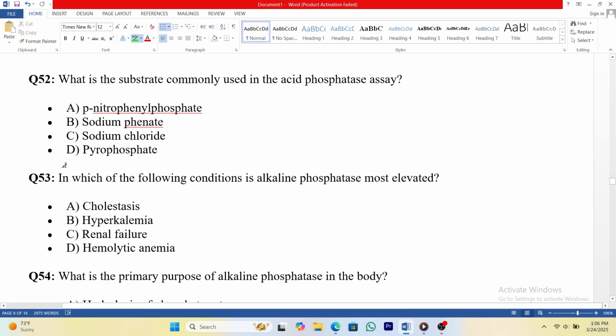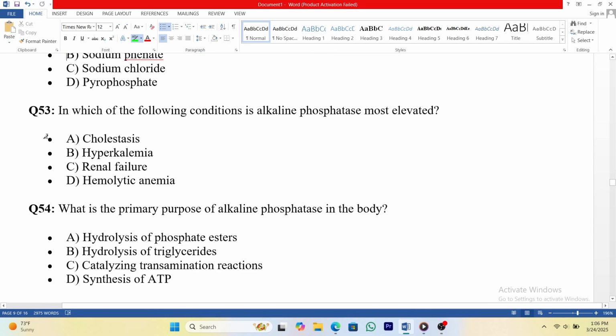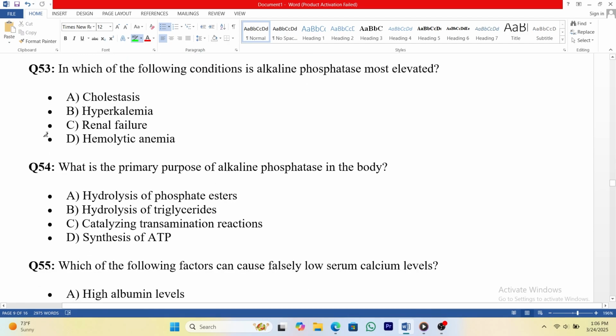A. P-nitrophenyl phosphate. B. Sodium phenate. C. Sodium chloride. D. Pyrophosphate. Answer: A. 53. In which of the following conditions is alkaline phosphatase most elevated?